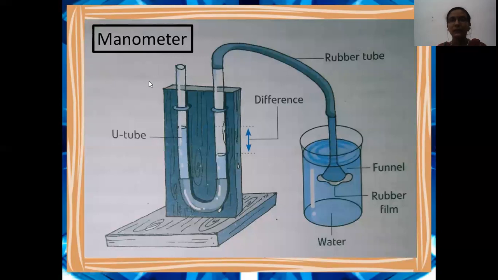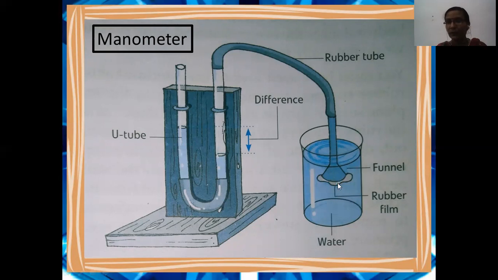Now you can see here the picture of a manometer. We are taking a U-shaped tube, and it is connected with a funnel by a rubber tube, and the mouth of the funnel is covered with a rubber film, and it is dipped in a beaker which is filled with water. We will fill the water in the U-shaped tube, and we will create pressure on the rubber film.